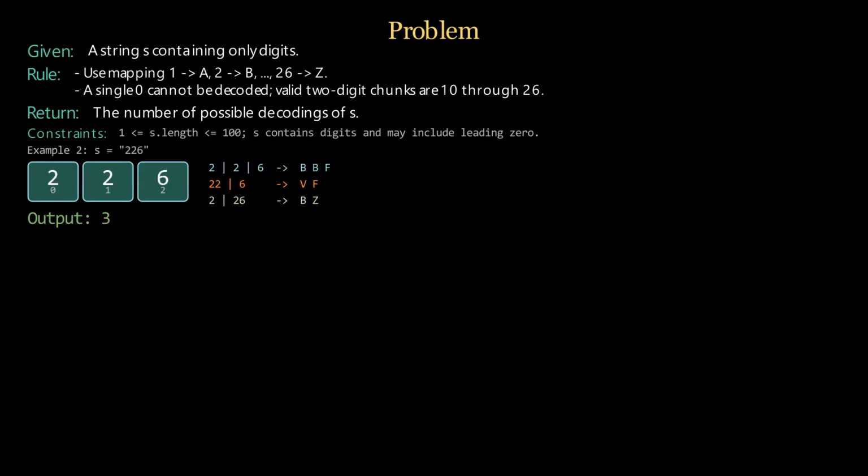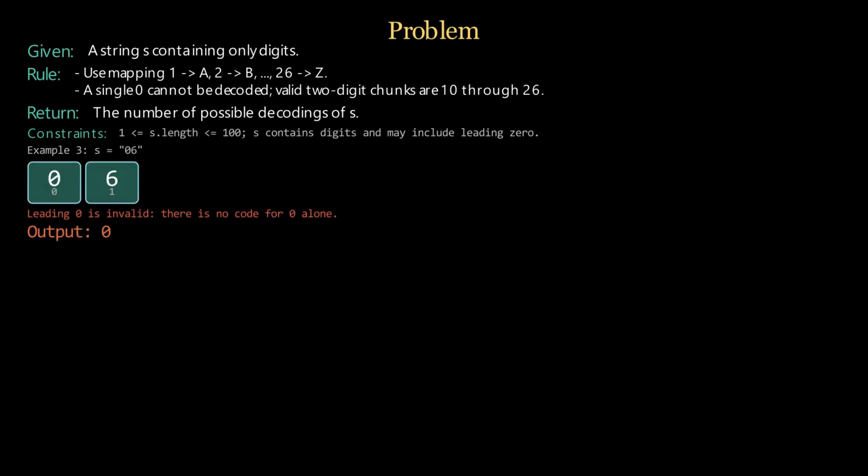In the second example, the valid groups are 2 2 6, 22 then 6, and 2 then 26. That gives 3 decodings. Example 3 is 0 6. Because a leading 0 cannot be decoded by itself, there are 0 valid decodings.